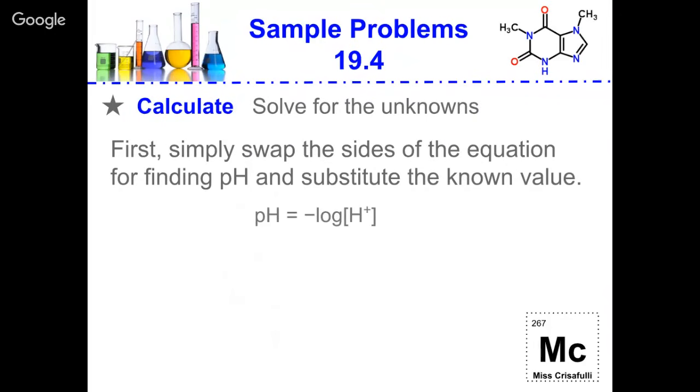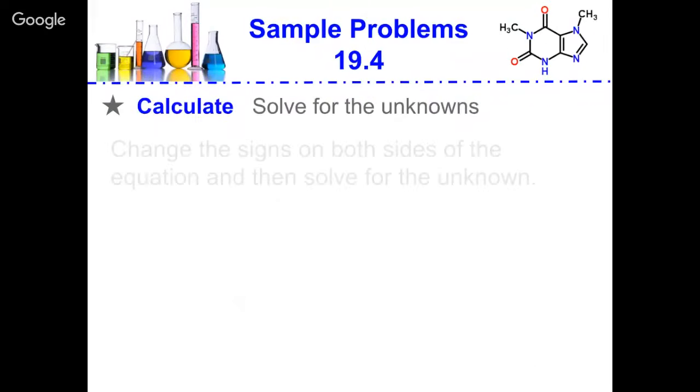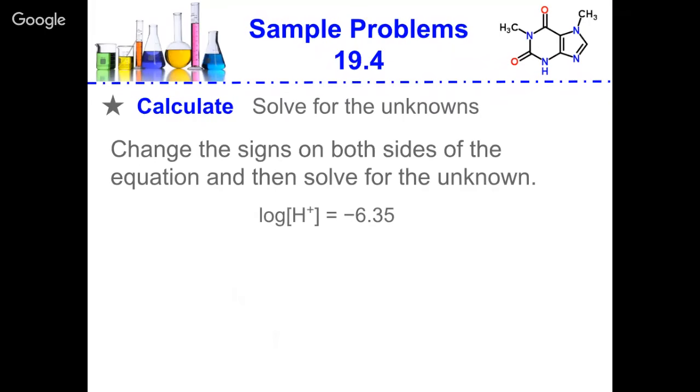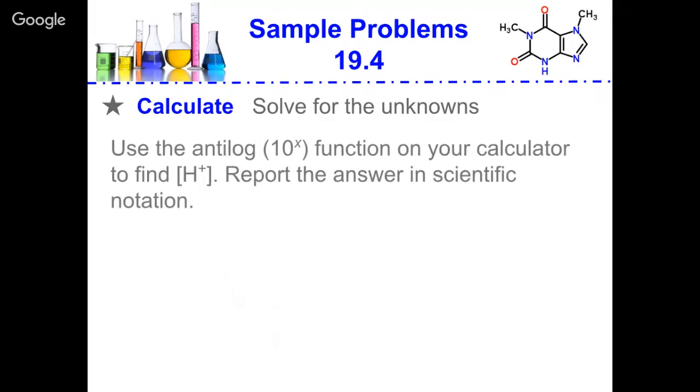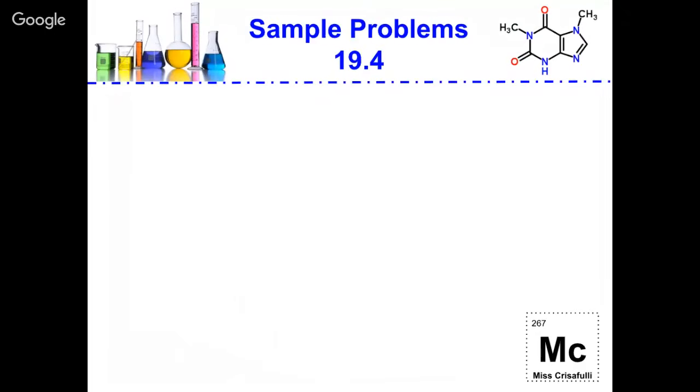We're going to swap the sides, so negative log of H plus equals pH. Negative log of H plus equals 6.35. And so we're going to use that anti-log. So we're going to do 10 to the negative pH, which is going to be 10 to the negative 6.35. When we do that and we solve, we get our H plus concentration is 4.5 times 10 to the minus 7th. And remember, our pH had 2 decimal places in it, so our answer needs to be rounded to 2 sig figs.